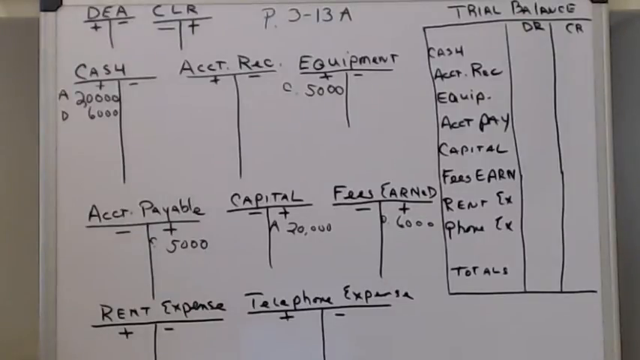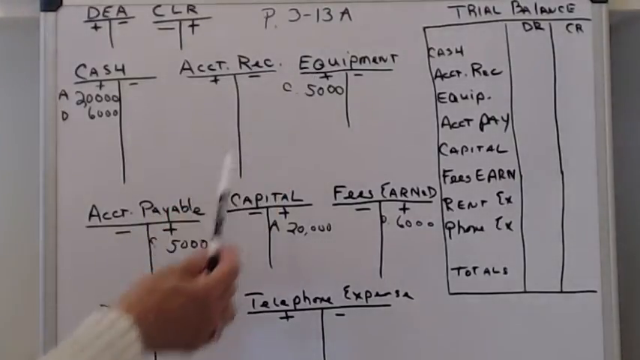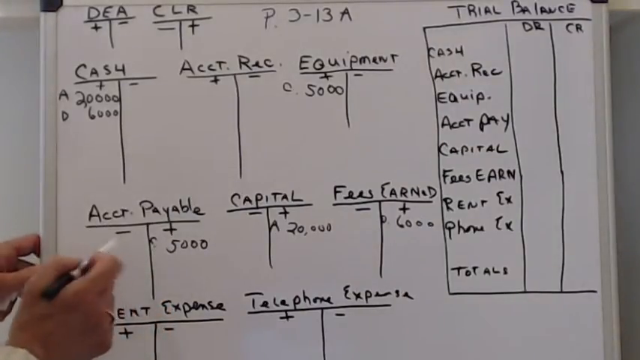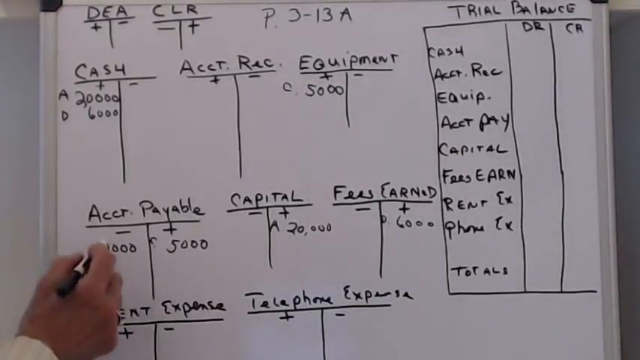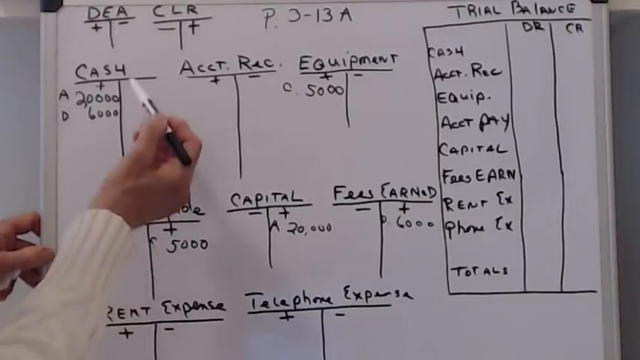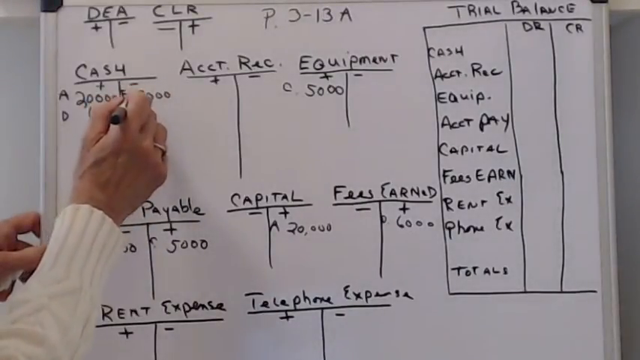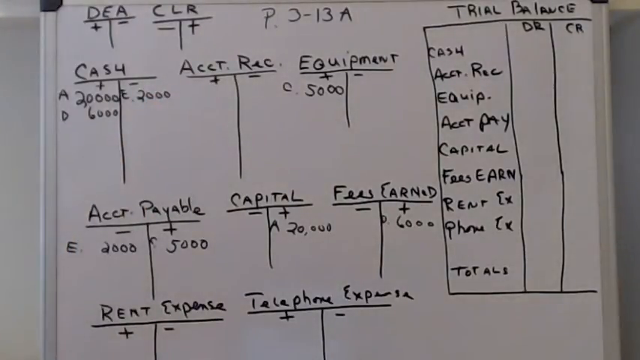Then we're going to the letter E. He paid cash on the account that he owed in transaction C. In transaction C, he bought some equipment and he owes that money. Well, he's going to make a partial payment. He's going to pay $2,000 on the amount that he owes. So I'm going to reduce his account by $2,000 because he made a payment, and that is the letter E. And I'm going up to cash, and I'm going to take it out of cash because he probably wrote a check for that. So I have a credit to cash on the right and a debit to accounts payable on the left for the same amount.